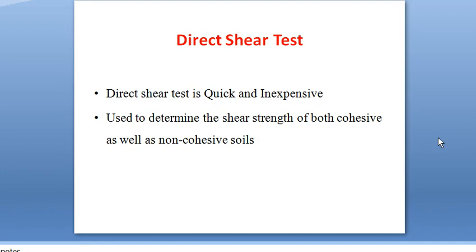Next, in today's lecture we are covering the direct shear test. The direct shear test is a quick test and it is very cheap or inexpensive, and it is used to determine the shear strength of both cohesive soil as well as non-cohesive soil or cohesionless soil.